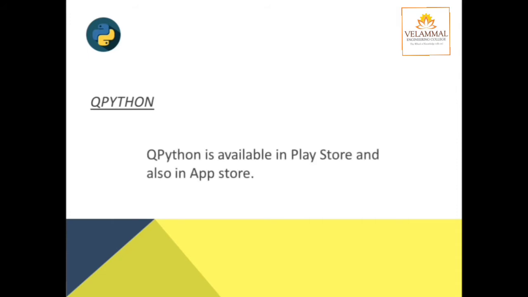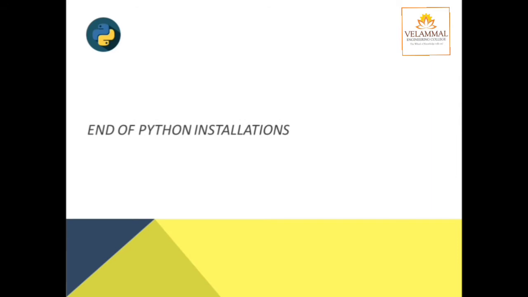QPython. QPython is a mobile version of Python where you can write and run your Python programs on your mobile. QPython is available in Play Store and also in App Store. And that's all for the installation part. We can move on to the next part.